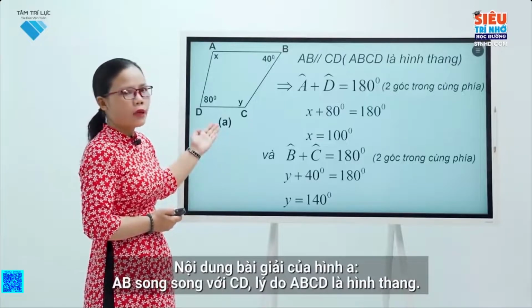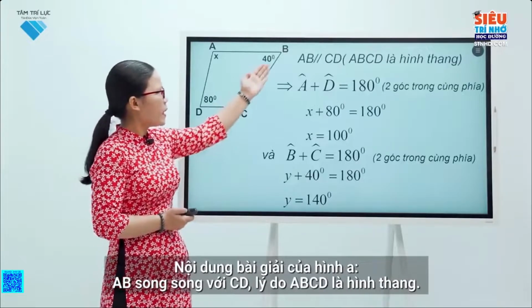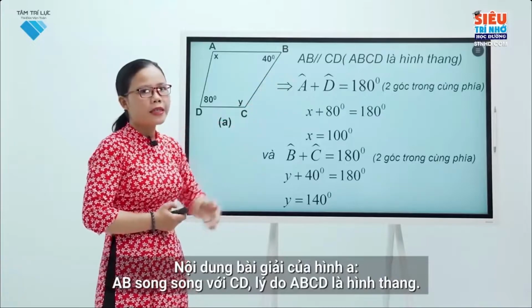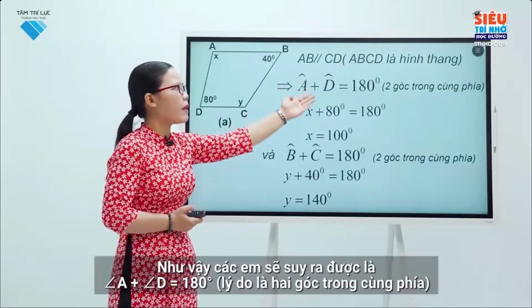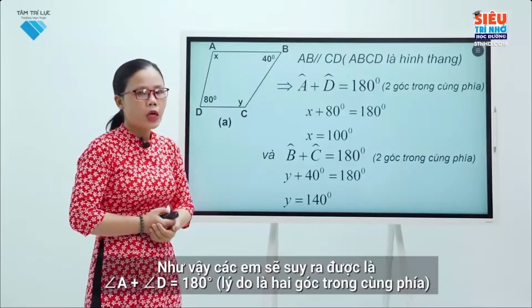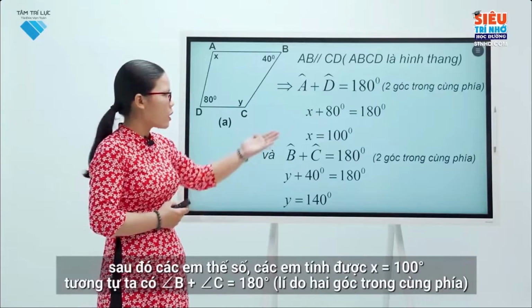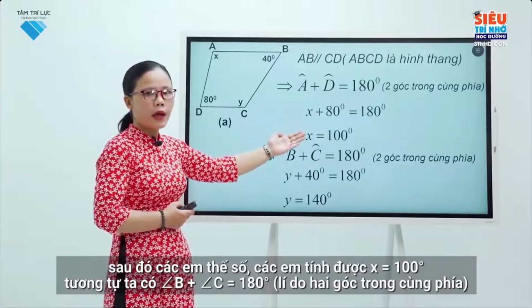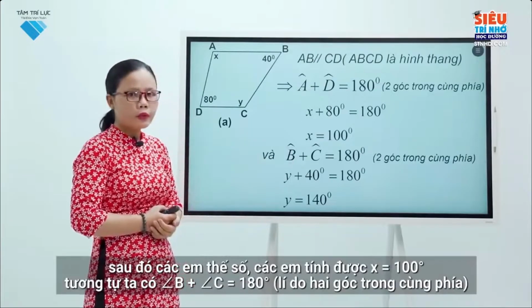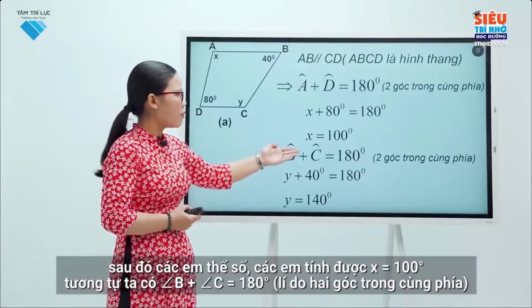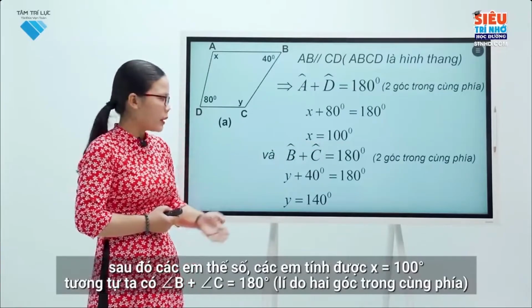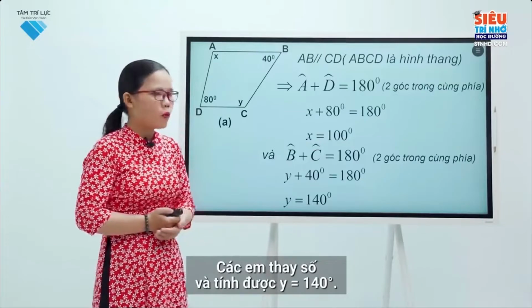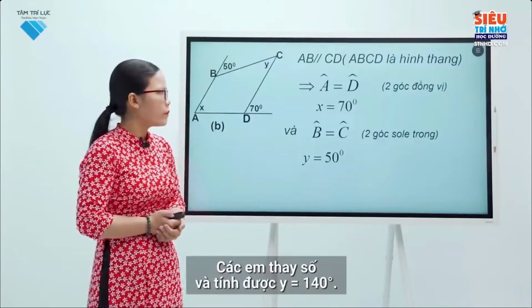The answer, AB parallel CD, because ABCD is a trapezium. So angle A plus angle D equals 180 degrees, two adjacent angles. Then you can see x equals 100 degrees. Similarly, angle B plus angle C equals 180 degrees, two adjacent angles. You replace angles with the measures and get y equals 140 degrees.